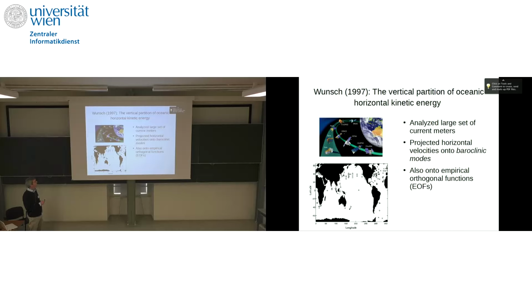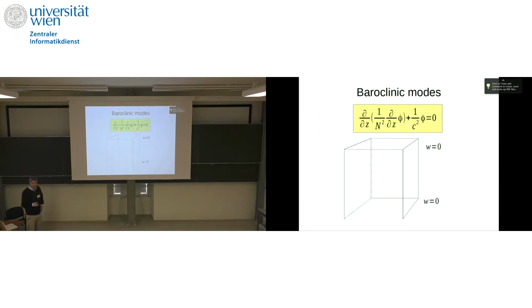There was a fundamental study on this back in 1997, so a little over 20 years ago, by Carl Wunsch, where he took a number of current meter moorings, primarily in the Northern Hemisphere, and he looked at structures using those current meters to try and understand what the vertical structures look like. And what he did primarily was he projected these on baroclinic modes. So baroclinic modes are, again, another central concept in oceanography.